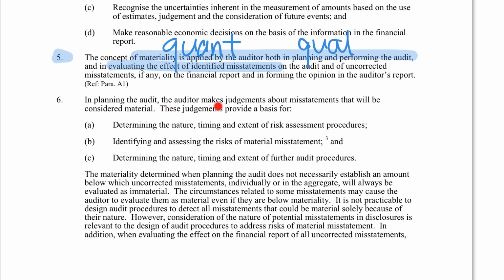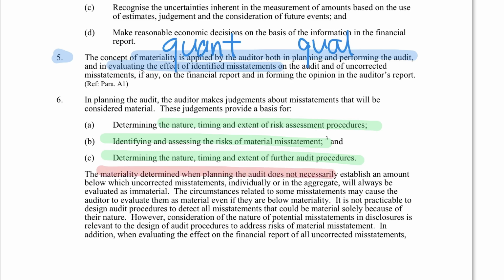Paragraph 6 says, when I plan the audit, my judgments about misstatements will be considered material, and I have to think about 3 particular factors. The nature, timing, and extent of risk assessment procedures at the client. My job is to assess the potential risks and then decide how I'm going to go and collect the audit evidence. Now, the next paragraph is an important line here.